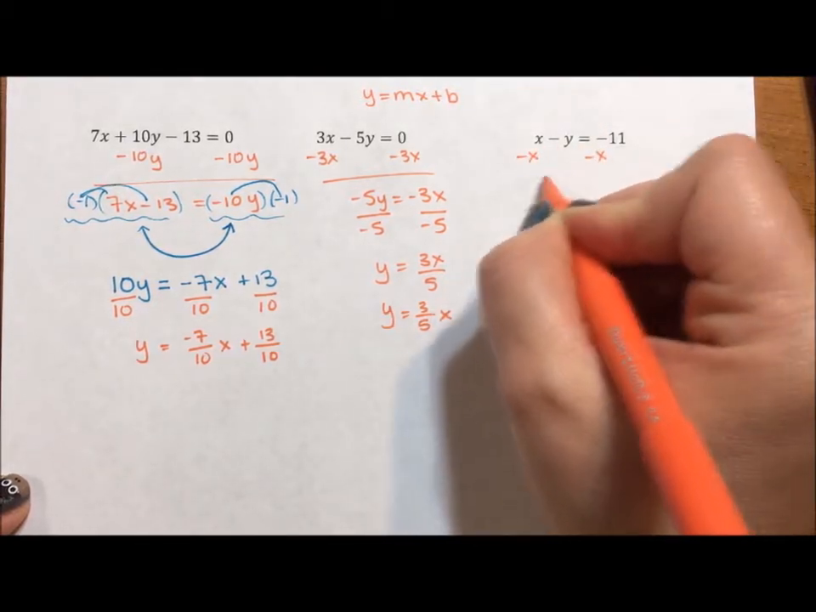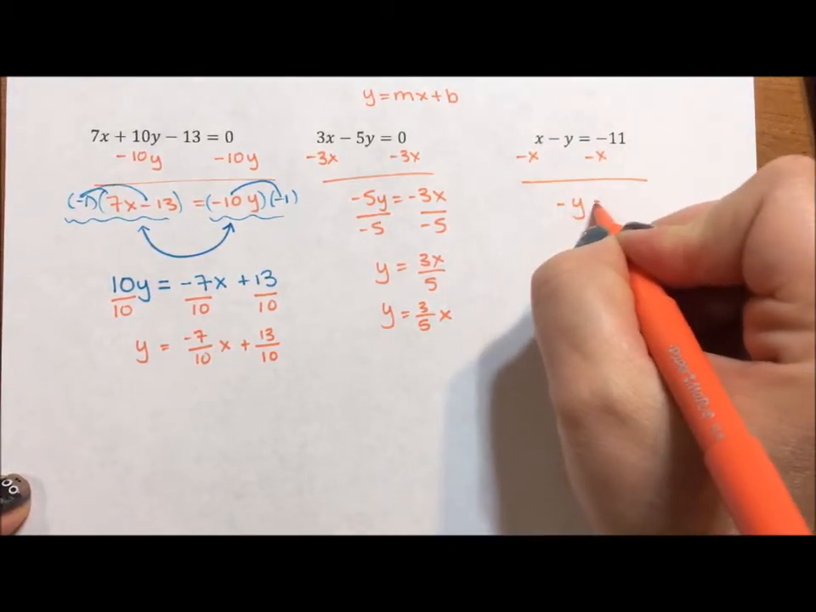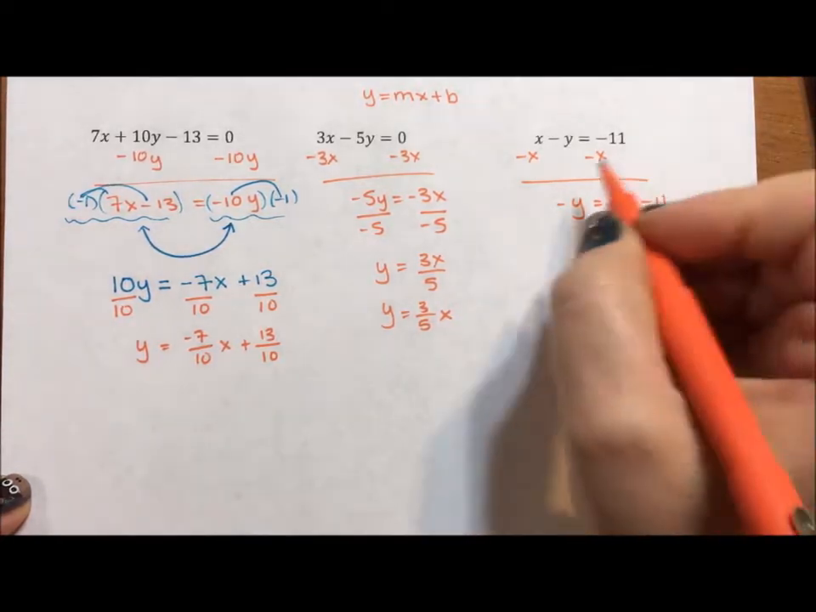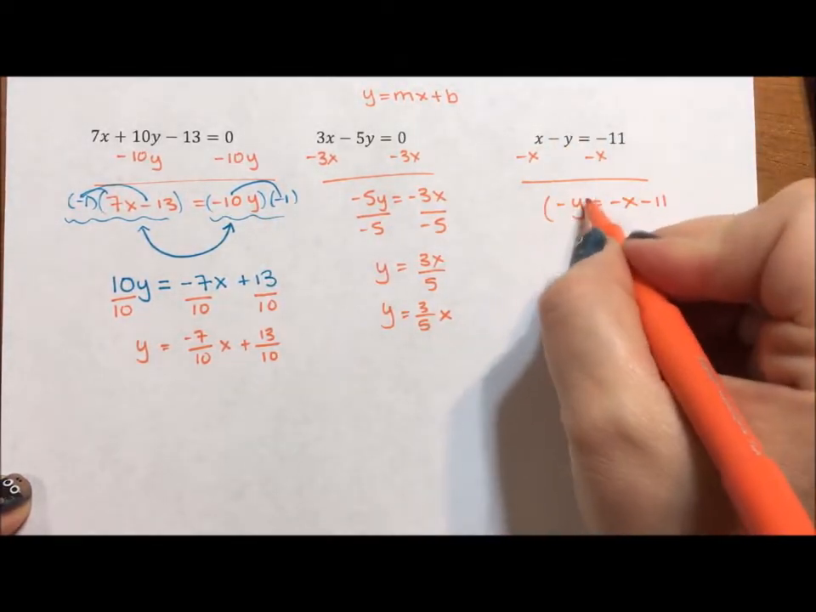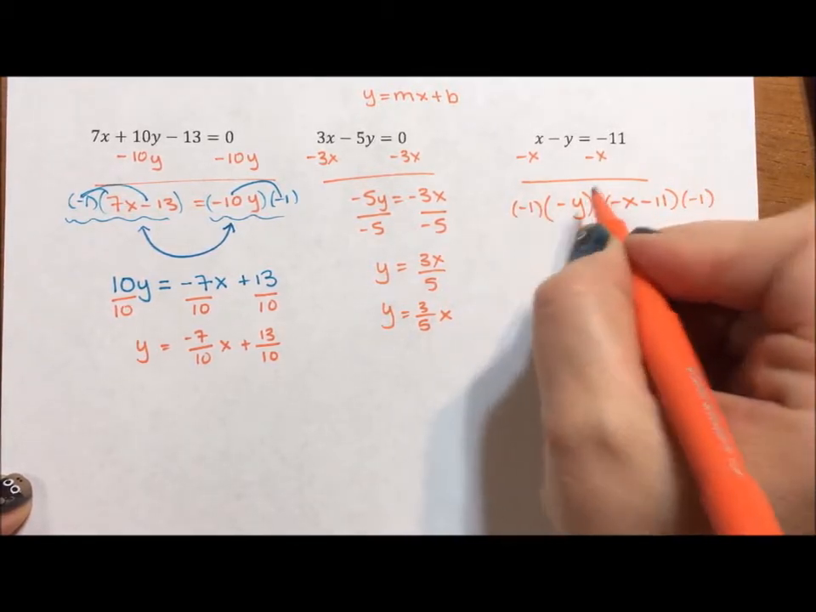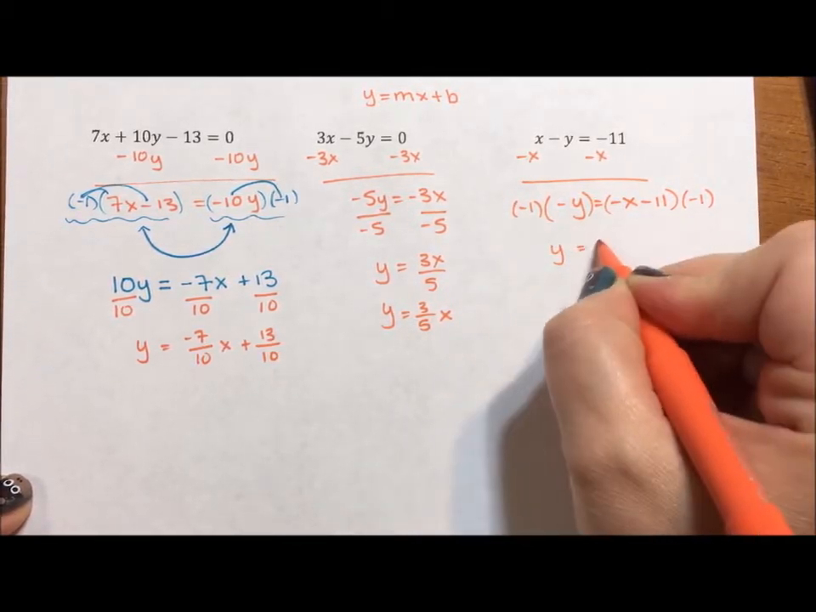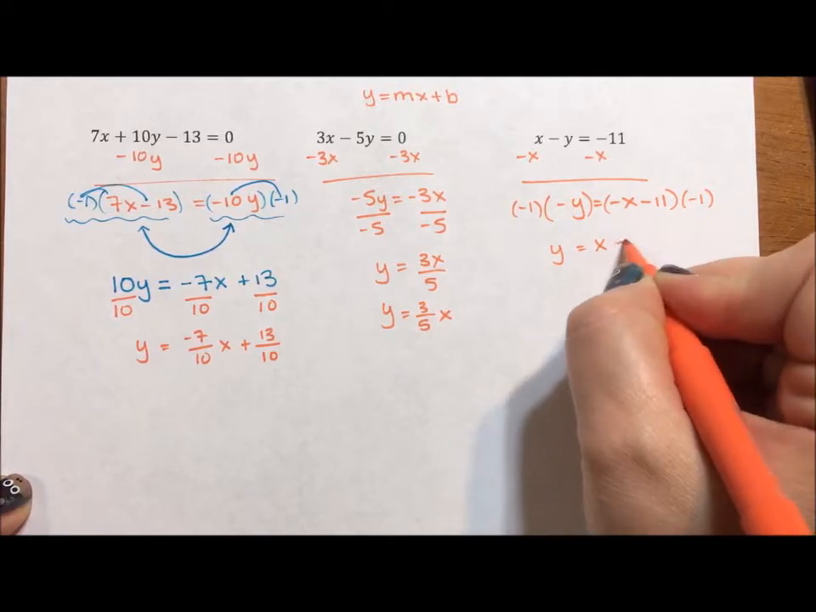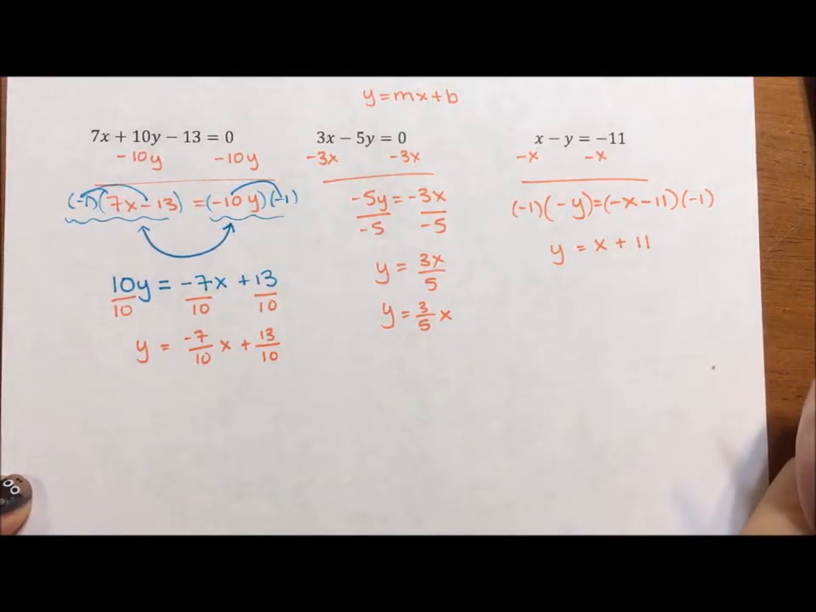Subtract x, negative y equals negative x minus 11. I'm going to do the trick I did on this first one. I'm going to multiply both sides through by negative 1. Negative times a negative is a positive. A negative times a negative is still a positive.